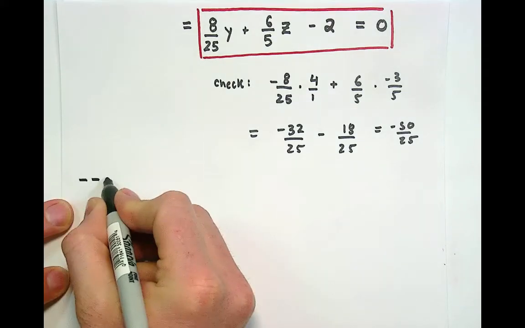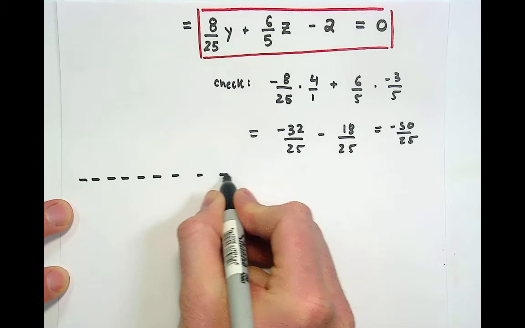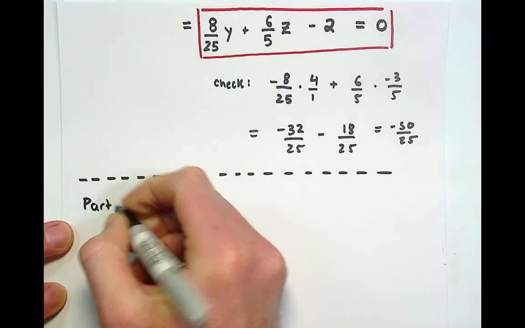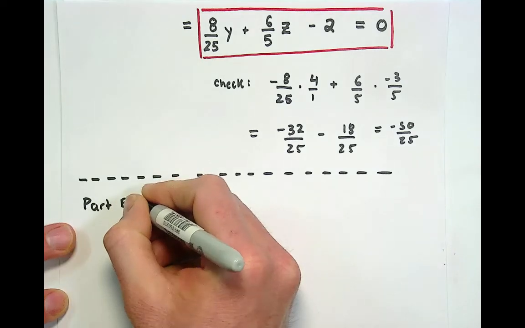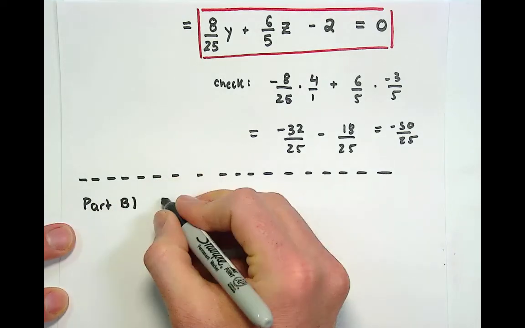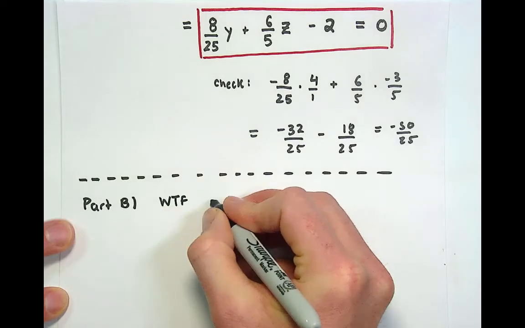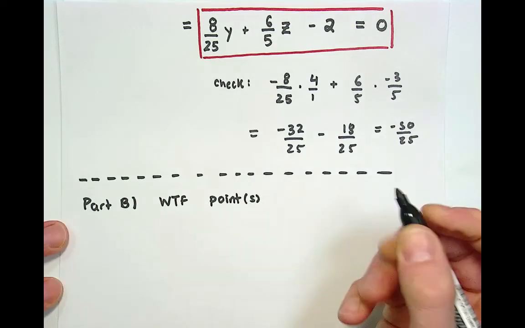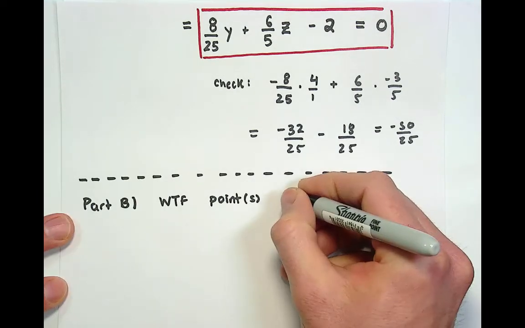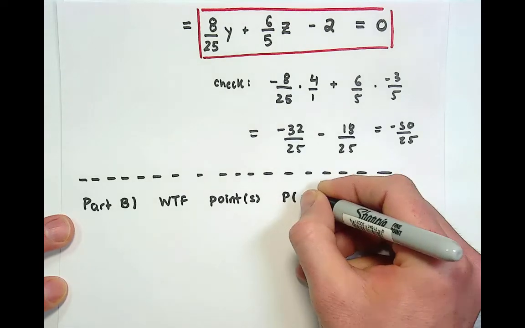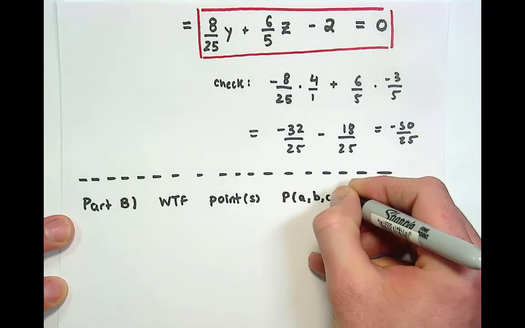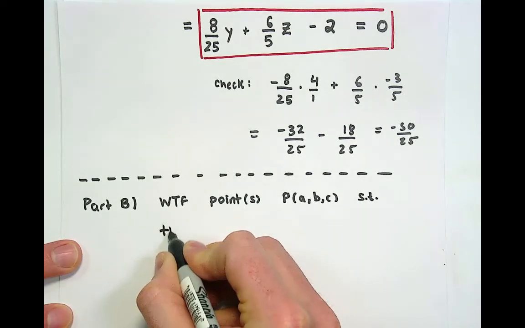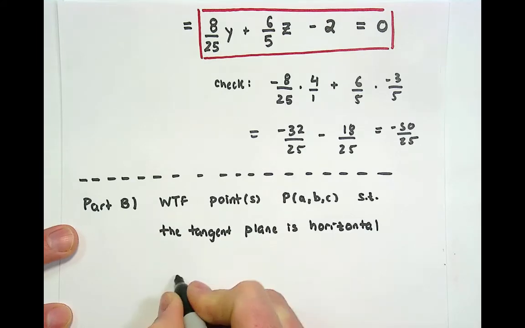So this gave us part A, which was to find the equation of a tangent plane at a particular point. Part B was to find general points at which the tangent plane is horizontal. So we want to find some sort of point. Could be more than one, probably will be if it's an ellipsoid, right? And maybe we call those points P, and we look at them as a, b, and c, such that the tangent plane is horizontal.